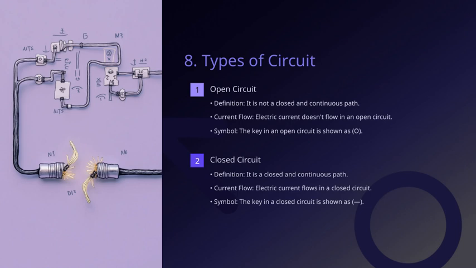Understanding these two types of circuits is fundamental because they form the basis of how electrical systems are designed and operated. Whether a circuit is open or closed directly impacts whether devices will work or not. So, grasping this distinction helps us see the bigger picture of how electricity moves through different systems.